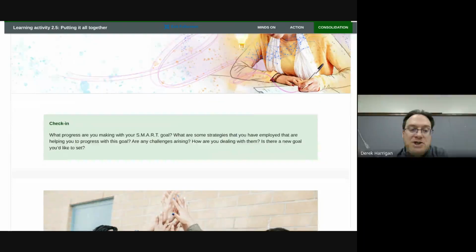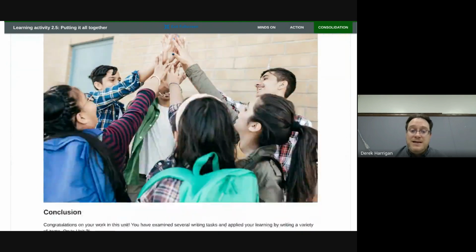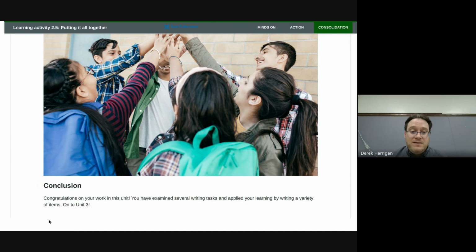In the consolidation, it's just a wrap up. It's just going to ask you about how you're doing with your SMART goals and whether you feel like you're progressing with your reading and writing. And that's pretty much it. That's the end of this unit.